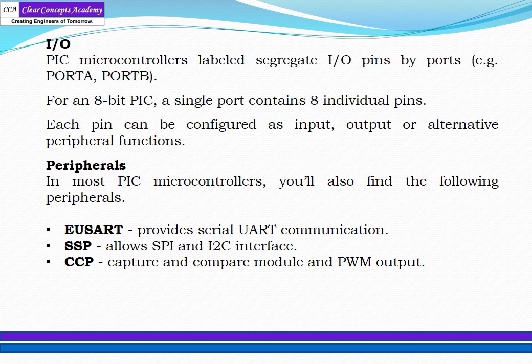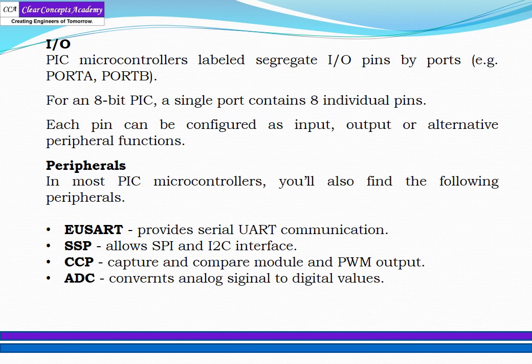CCP, capture and compare module and PWM output. This is very important. You will be using comparators. Suppose you have to do something depending on the temperature data you are getting in. You get the temperature, compare it, and take some action. This is possible with the capture and compare module and PWM output. The capture and compare operation can be used for monitoring and control systems, whereas PWM, that is pulse width modulation, is used for motor control, motor speed control.